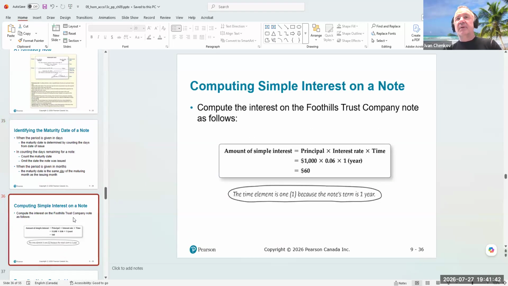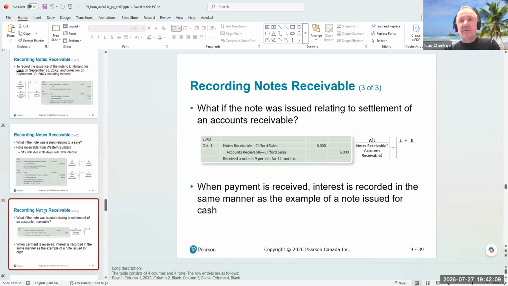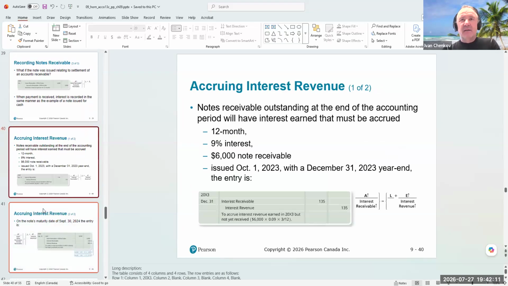Computing the simple interest: you take the amount outstanding times the percentage, having in mind that interest in Canada is always disclosed on an annual basis. Even on a credit card, when they say 29.99, that's an annual percentage. It's not per week. It's not per day.